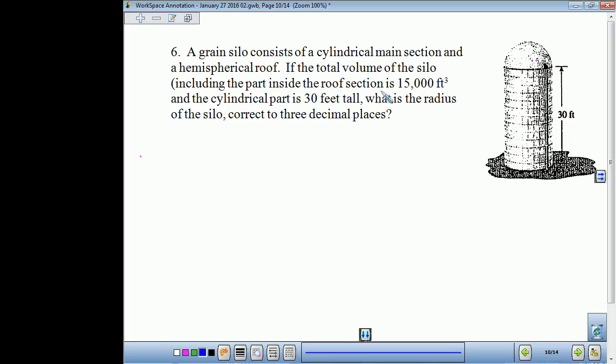So if it can contain this much, is it at the volume? Yeah. All right, so we know the volume. Well, let's think about how we find the volume of a cylinder with a hemisphere on top. A hemisphere is half a sphere, right? Hemi means half. The volume of a sphere is 4/3 pi r cubed. We did that in warm-ups, didn't we? So this would be 2/3 pi r cubed.